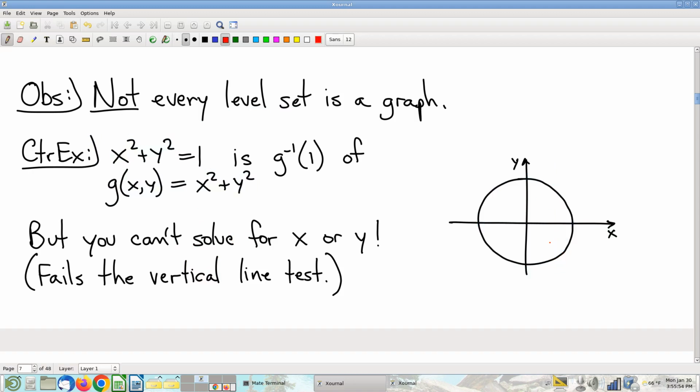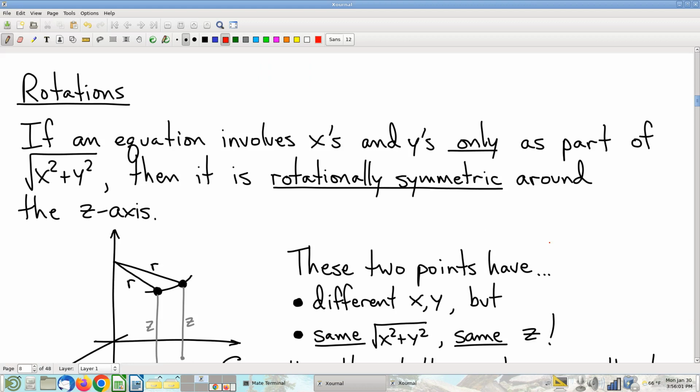Don't assume that you can go in. Sometimes you can get lucky, but not always. Usually not. Okay, here's a cool argument.